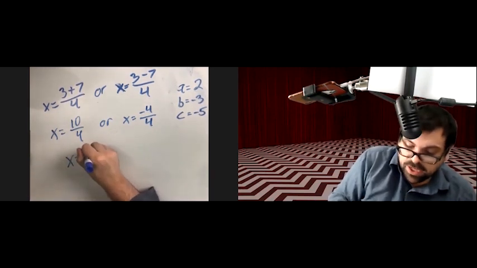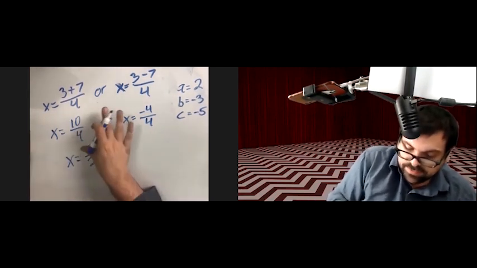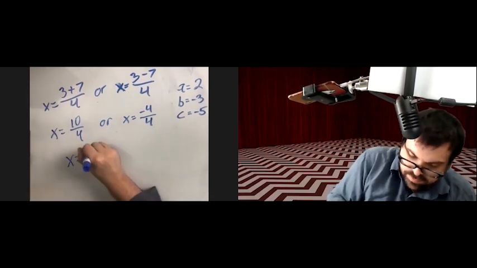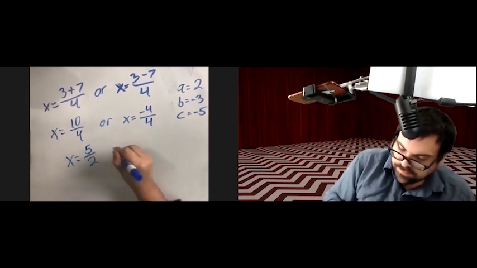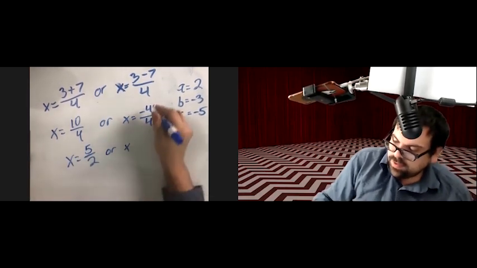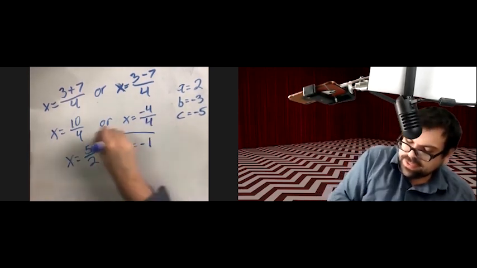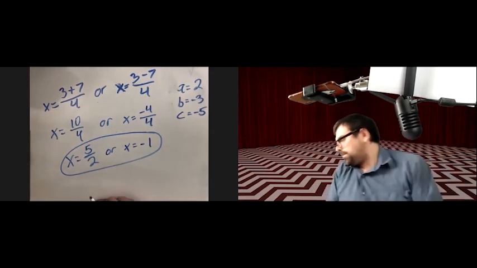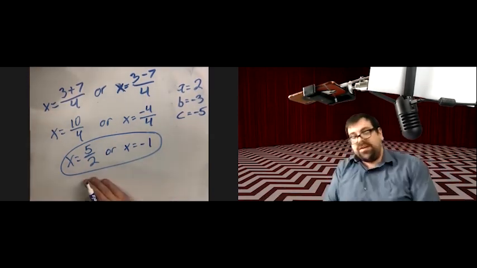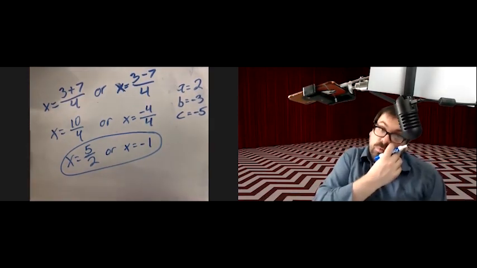Reduce. X equals +5/2. Negative over positive is negative. 4 over 4 is 1, or X equals -1. +5/2, -1.